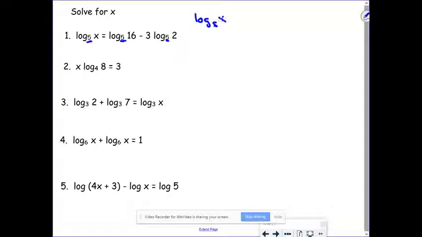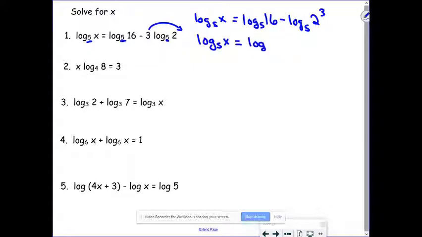All right, so in this one, first thing I see, I'm going to have to move the 3 up. And it's subtraction, so that's going to be dividing here. So I have log 2 to the third, that's 8. And now it's subtraction. Okay, so subtraction means I can put those two logs together. I can write it as a single log of 16 divided by 8, or log of 2.